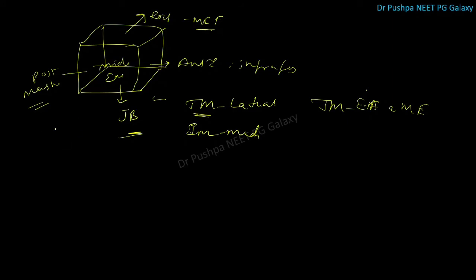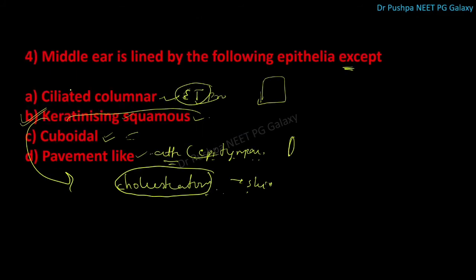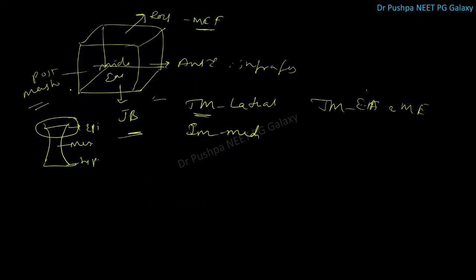So what are the parts of middle ear? This is epitympanum, this is mesotympanum, this is hypotympanum. In this epitympanum or attic, we'll see a pavement-like epithelium. What is protympanum? It is part of middle ear surrounding the eustachian tube opening.